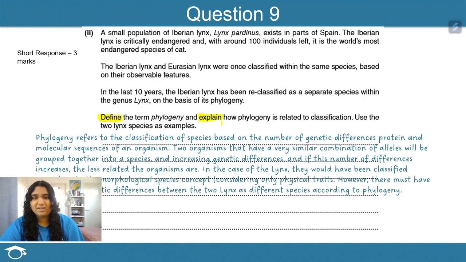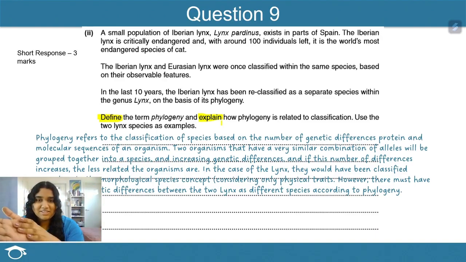So this is the kind of answer that I would come up with. Number one, defining that term phylogeny. Phylogeny or phylogenetics refers to the classification of species based on the number of genetic differences in protein and molecular sequences of an organism. Two organisms that have a very similar combination of alleles will be grouped together into a species, and if the number of genetic differences increases, the less related the organisms become.